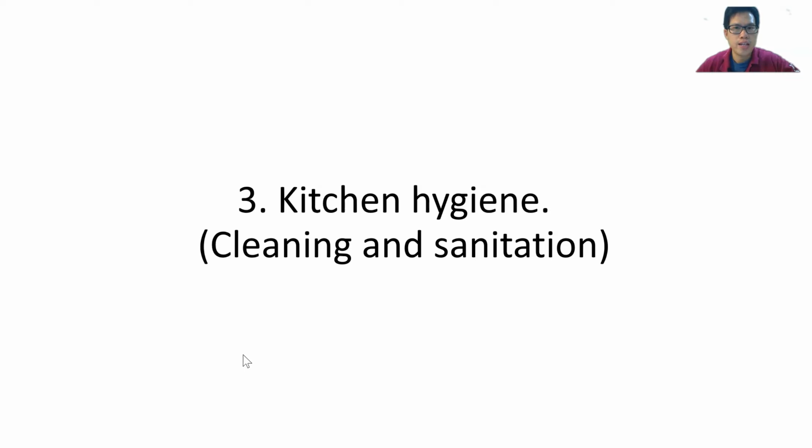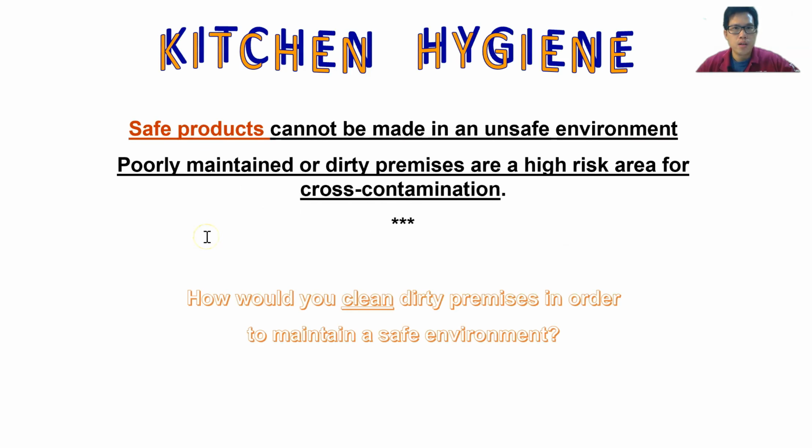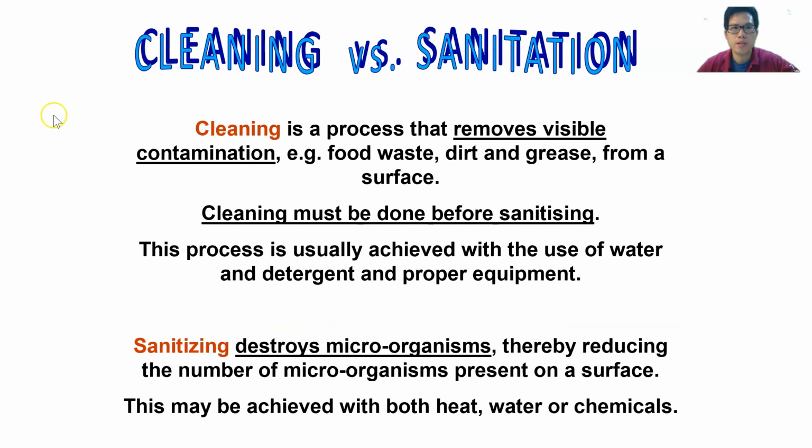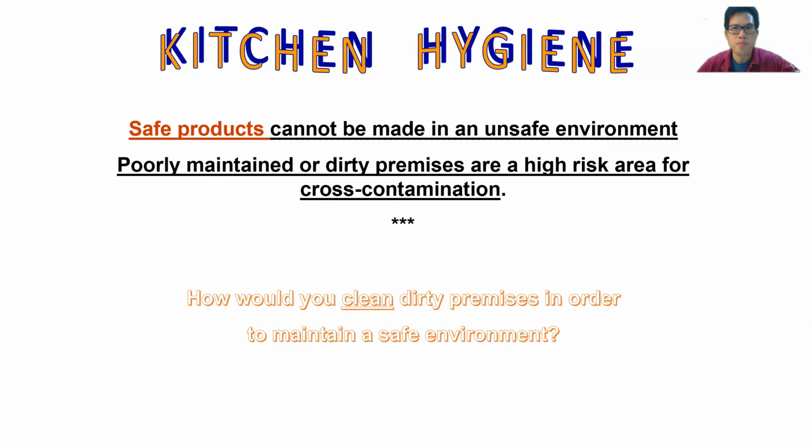Cleaning and sanitation. For kitchen hygiene, safe product: any products, be it food that you produce for your buffet or food that you will be serving in your restaurant, cannot be made in an unsafe environment. Poorly maintained or dirty premises are high risk for cross-contamination.